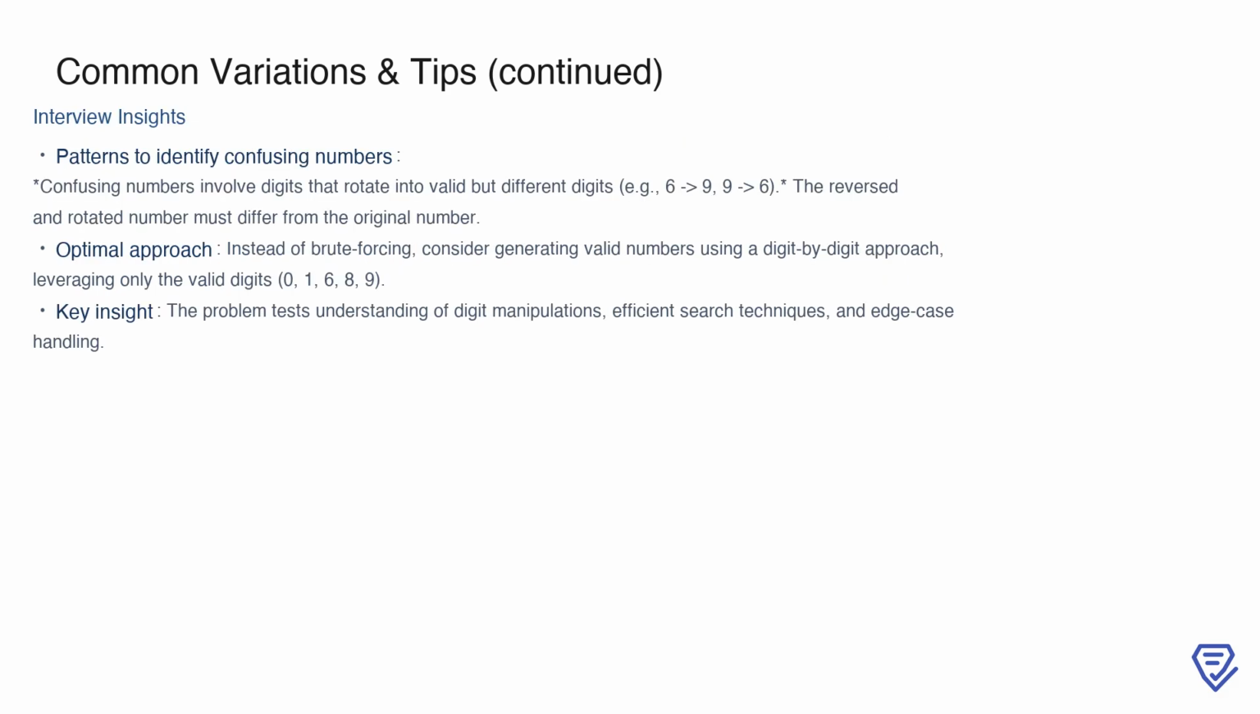When solving this problem in an interview setting, it's helpful to focus on a few key insights. Confusing numbers are defined by their ability to rotate into valid but different numbers. For example, the digit 6 rotates into 9, and 9 rotates into 6, resulting in a number that looks different when reversed. To solve the problem efficiently, avoid brute force and instead use a digit-by-digit construction approach. This method involves generating numbers recursively using only the valid digits 0, 1, 6, 8, and 9 while ensuring the reversed and rotated version is different from the original.